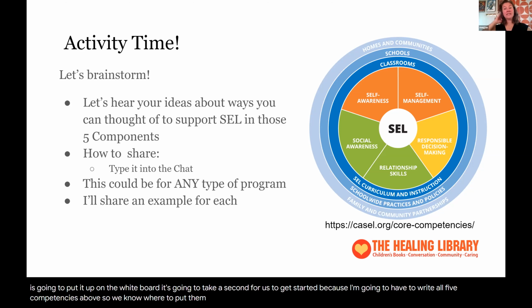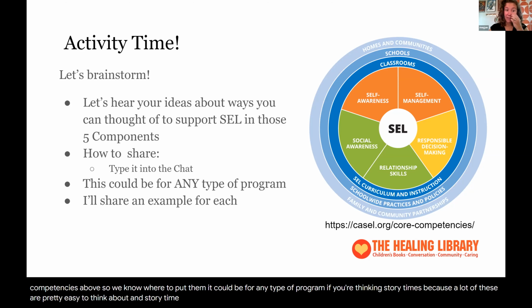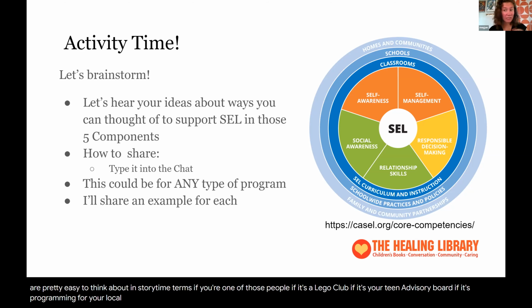As you're thinking about this, it could be for any type of program. If you're thinking story times, because a lot of these are pretty easy to think about in story time terms, if you're one of those people, if it's a Lego club, if it's your teen advisory board, if it's programming for your local book groups, for my adult people that are out there, really anything works.